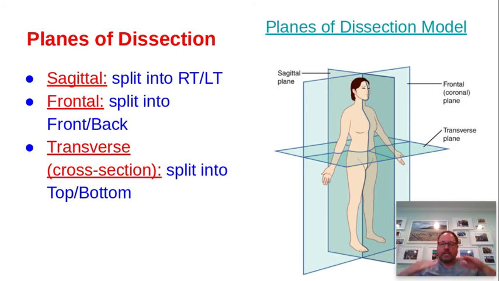And then finally, the transverse section. This can be pretty easy to remember. Transverse cuts the organism into top and bottom sections. Sometimes you just call it cross section, and you probably more commonly hear it referred to as that. So again, sagittal splits you into right and left. Frontal cuts you into front and back. And then transverse cuts you into top and bottom.